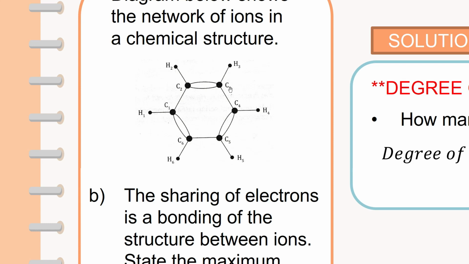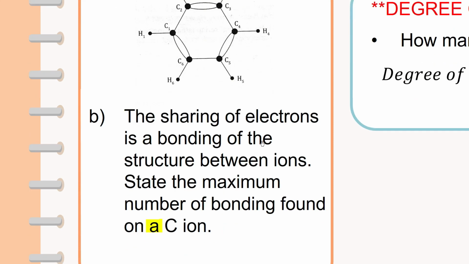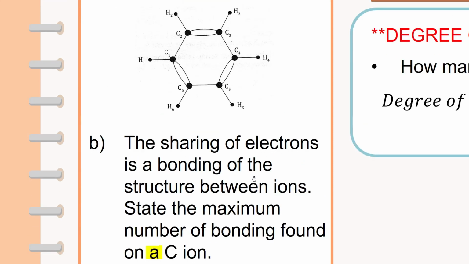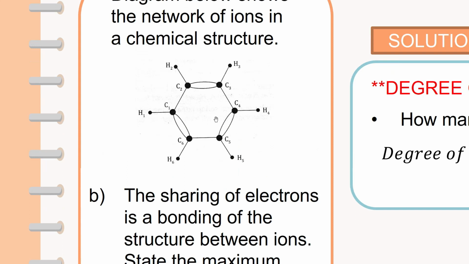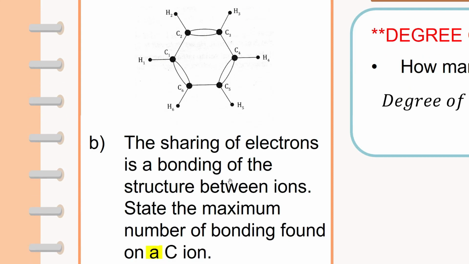1, 2, 3, 4. Sama juga macam karbon 2, dia ada 4 H. 1, 2, 3, 4. Soalan dah kata, the sharing of electron is the bonding of the structure. The sharing of electron pada soalan A tadi tu mewakilkan H bagi graf ini. This line, line ini adalah bonding antara ion tersebut. Garisan ni yang gabung antara dua vertex ni adalah bonding antara dua vertex ni. Lepas tu soalan minta berapa bonding dapat jumpa pada satu vertex ni, pada karbon ni berapa bonding dia.